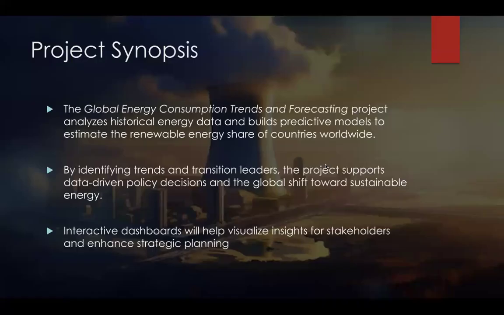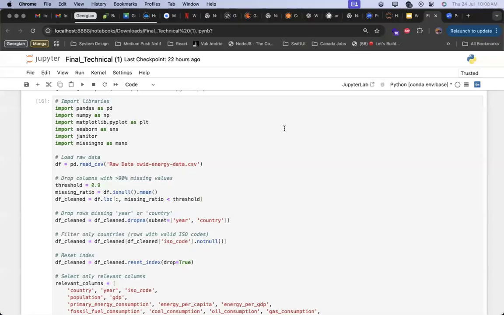So our project synopsis: global energy consumption trends and forecasting. This project is going to analyze the historical energy data and help us build predictive models to estimate the renewable energy share of countries worldwide. By identifying these trends and transition leaders, this project supports data-driven policy decisions and the global shift towards sustainable energy. We are presenting interactive dashboards, which will help us visualize the insights that we've deduced for stakeholders and enhance strategic planning. So now we're moving to the technical part of the project.